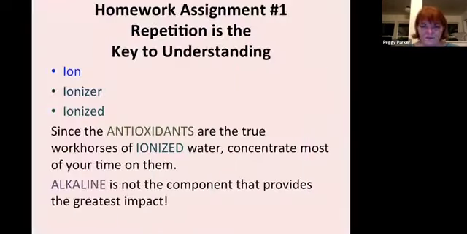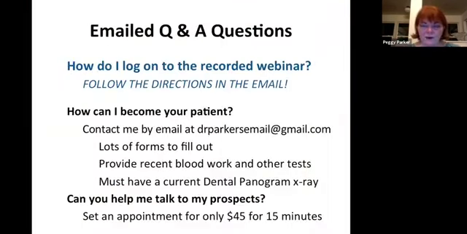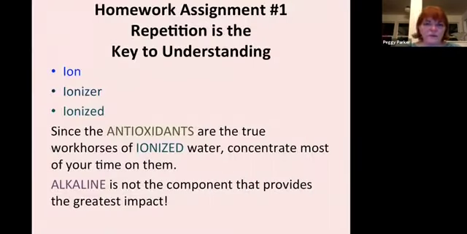Okay? Now, here's your homework assignment. Last week I told you that I wanted you to start thinking about using ions and talking about ions and ionized water instead of alkalinity. Repetition is the key to understanding. So ion, ionizer, ionized. These are the words that you want to work into your vocabulary. Since the antioxidants are the true workhorses, the stars of ionized water, we're going to concentrate on those because alkaline is not the component that provides the greatest impact. Okay. So that's your homework assignment, is to repeat this over and over again. All right.